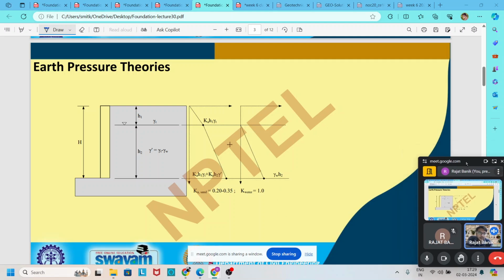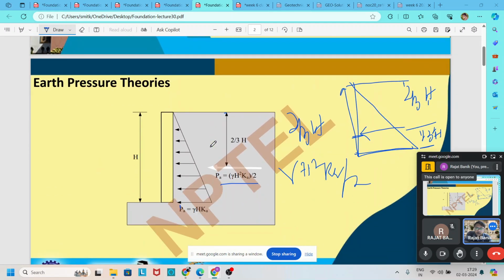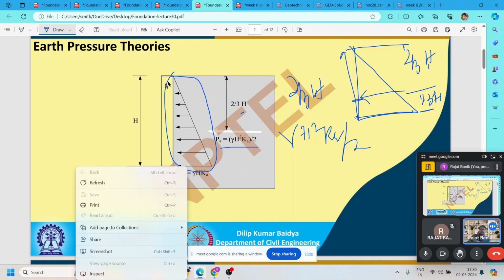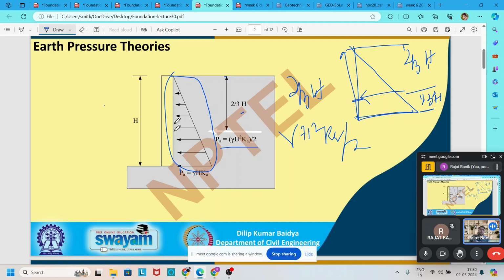So we discussed the point of action of this active earth pressure thrust from the top, and it is nothing but 2 by 3 into H. H is nothing but the height of the retaining wall, and it is similar to a triangle. So we use the triangle theory to find out the CG. We know that the CG of the triangle, taken from the top corner, is 2 by 3 into H, the height of the triangle. From the bottom it is 1 by 3 into H.